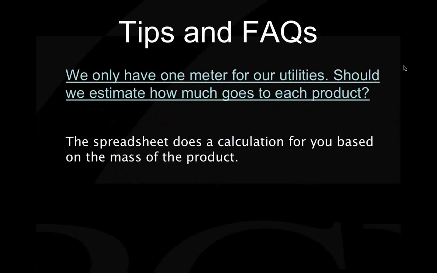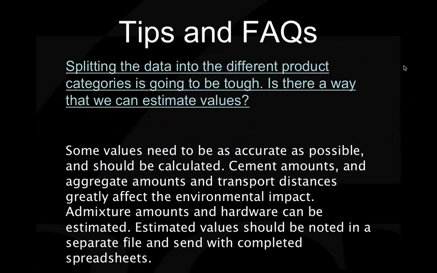We only have 1 meter for our utilities. Should we estimate how much goes into each product? No, as I mentioned, the spreadsheet does this for you based on the mass of the product. Splitting the data into the different product categories is going to be tough. Is there a way to estimate?